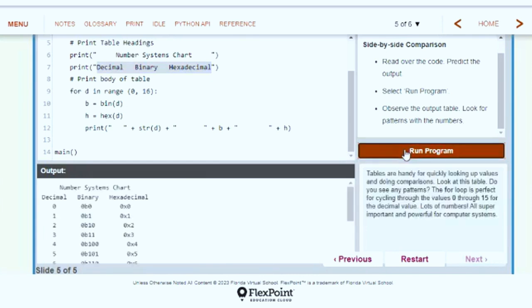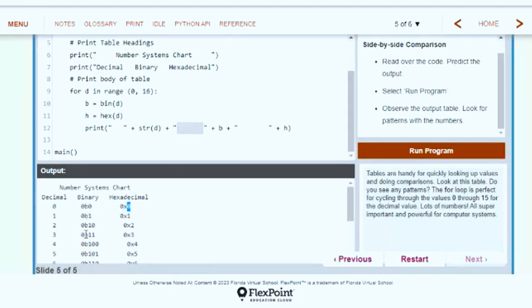So let's run that. Oh, there's our output. Number systems chart, which we told it to print right up here. There's your column headings, decimal, binary, hexadecimal. They put a little space in front of it just to move this over. And they put another space in between just to spread these numbers out underneath the proper headings. So decimal is 0, the binary is 0, and the hexadecimal is 0.